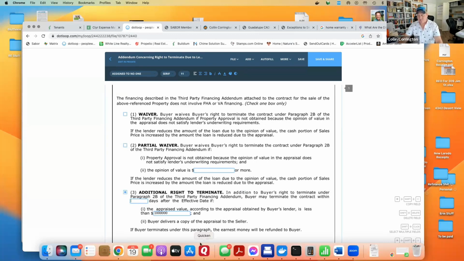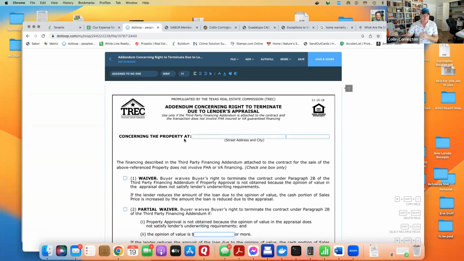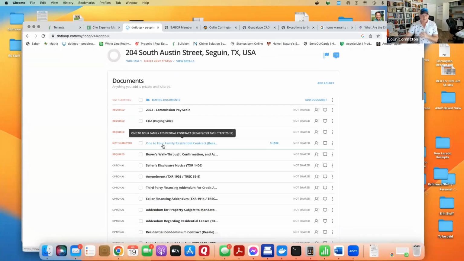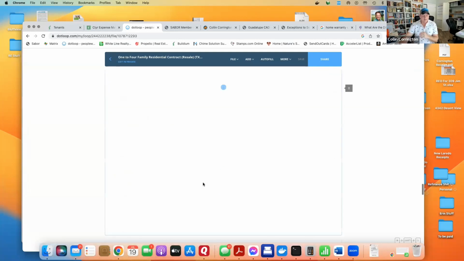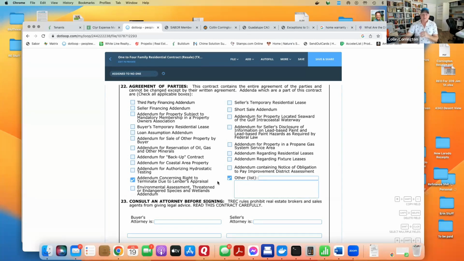Colin, how many days do I put in here? Ask your loan officer. When do you think we'll get the appraisal in? Usually I put the same as the financing addendum. If you get into a negotiation thing, you need to talk to the loan officer and find out how long it's going to take the appraisal to get there. So that you got to put there. By the way, guys, this is an addendum. I've made the contract longer. So now I got to go back to my 1 to 4 before I get everybody to sign it and make damn sure I have the addendum concerning the right to terminate due to lender's appraisal. I just made the contract longer. Got to check that box.